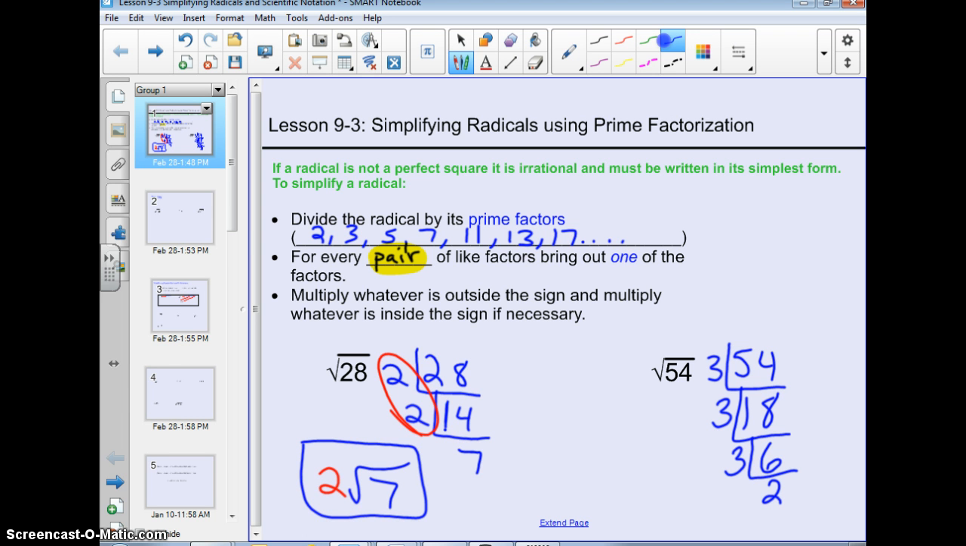So again, we did the first step here, which was dividing by our prime factors. And now I want to look for every pair of like factors. I have a pair of 3's here, so I'm going to bring that outside of my radical. And then I have a 3 and a 2 left over. Those are not the same factors, so they're going to stay inside the radical. They're factors, so that means we have to multiply them.